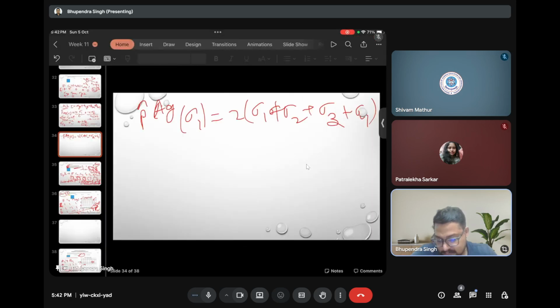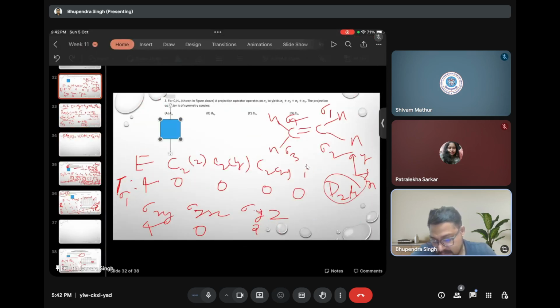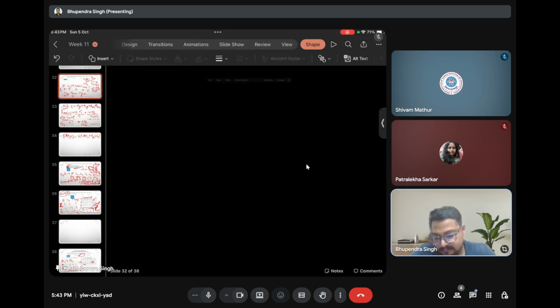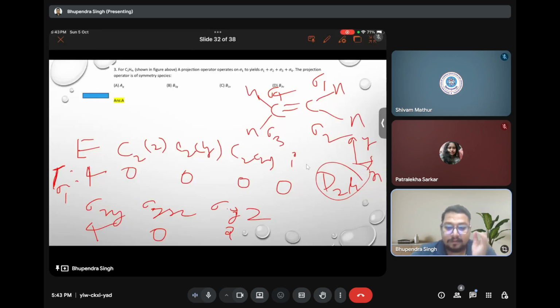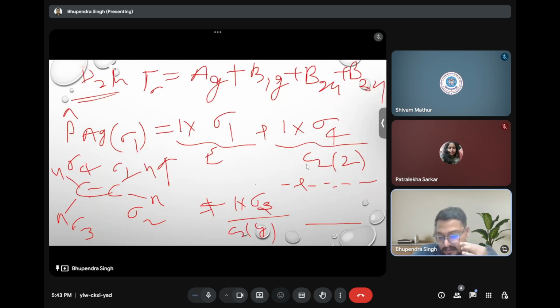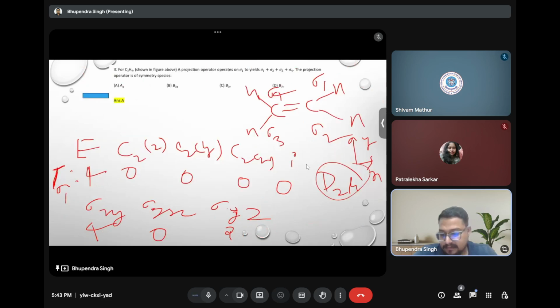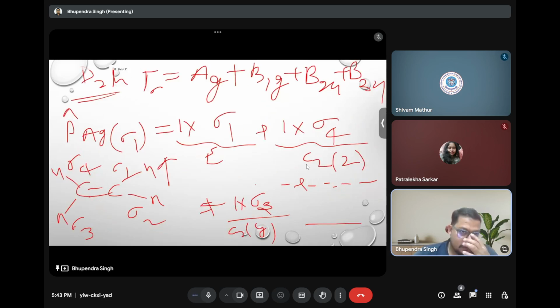Answer is 1. A. A is the answer, yes. Till now, did you understand this? How we are writing sigma 1 is remaining sigma 1 or sigma 3, sigma 4 here by applying this projection operator. Got it. Fine.